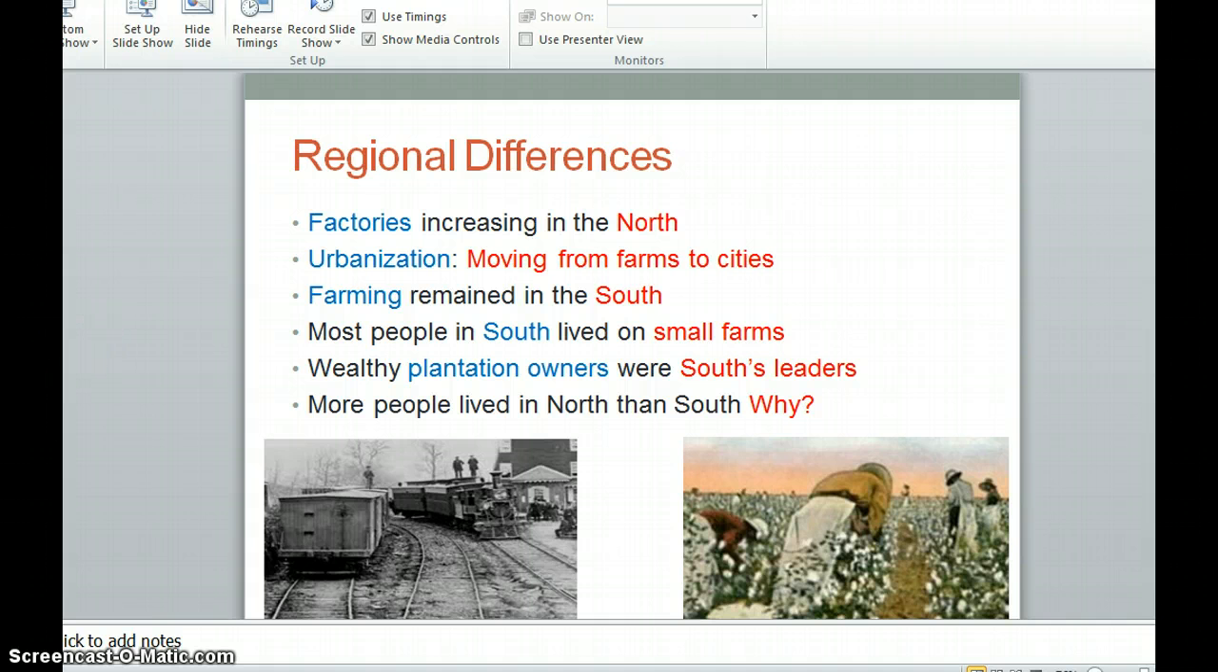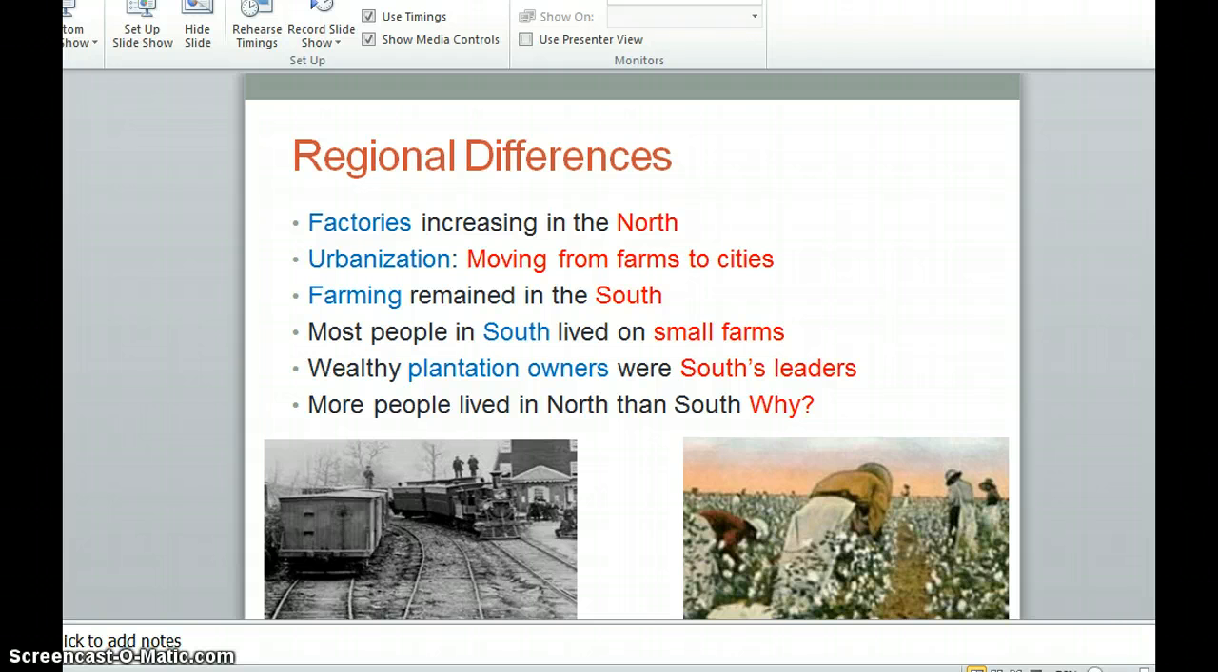The regional differences. The factories were increasing in the North, causing more people to move to the North from the South, which is called urbanization. Urbanization is moving from farms to cities. Farming still remained in the South, though, and was a major part of their economy. Most people in the South lived on small farms, but the wealthy plantation owners were the South's leaders, leaving more people living in the North than the South.